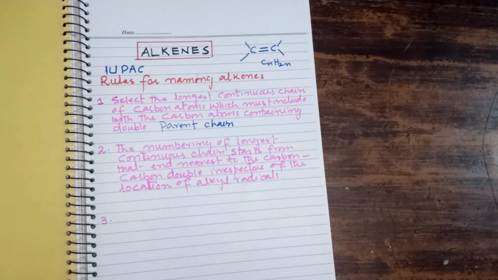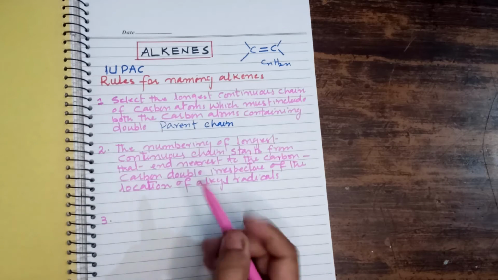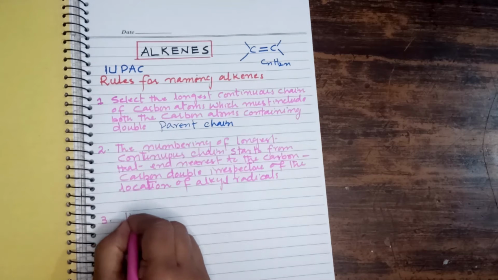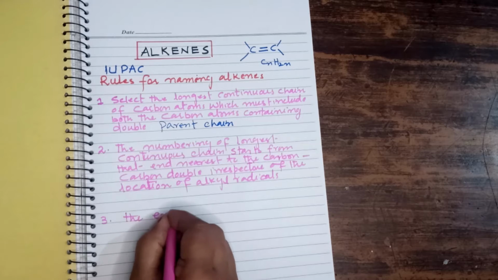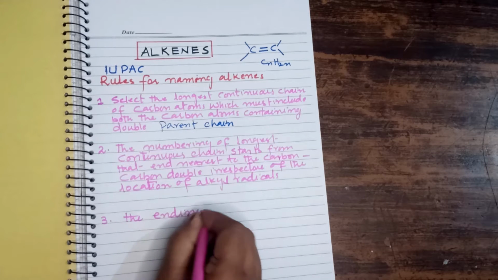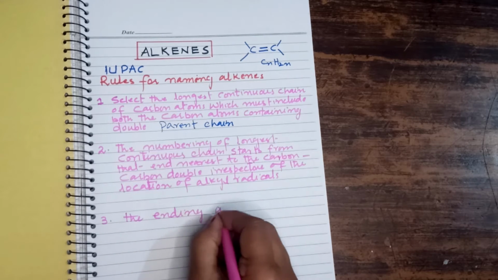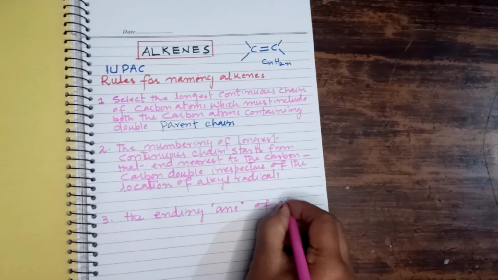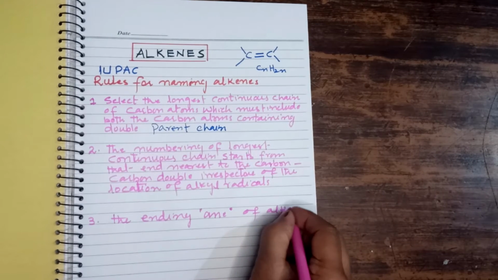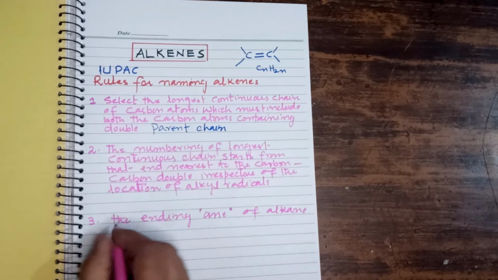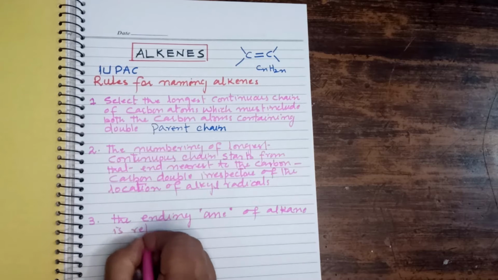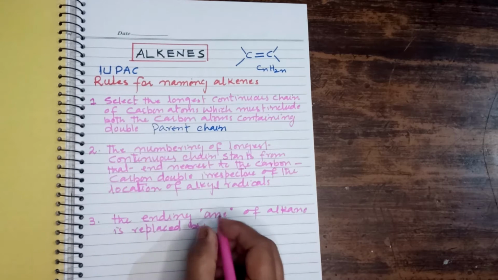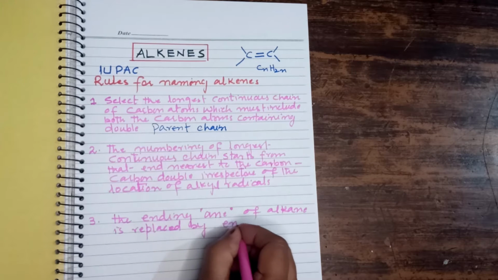Now, in the parent chain, the ending "ane" of alkane is replaced by "ene", right?